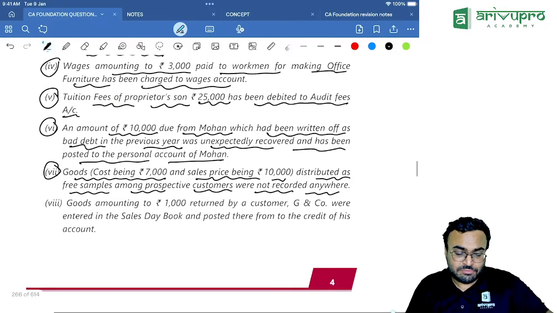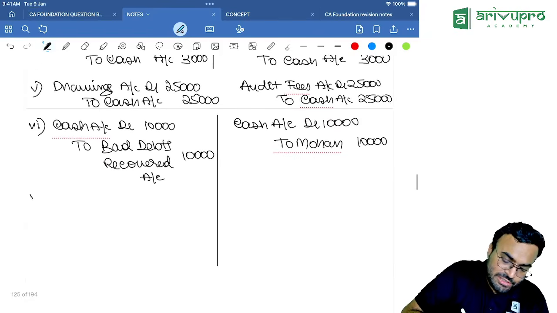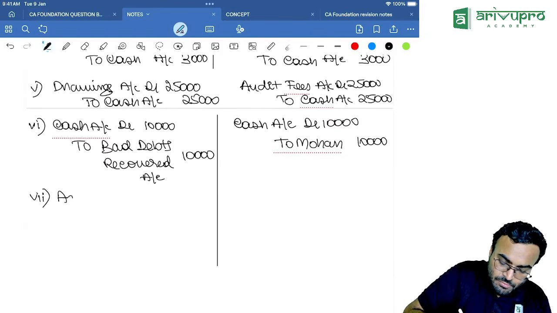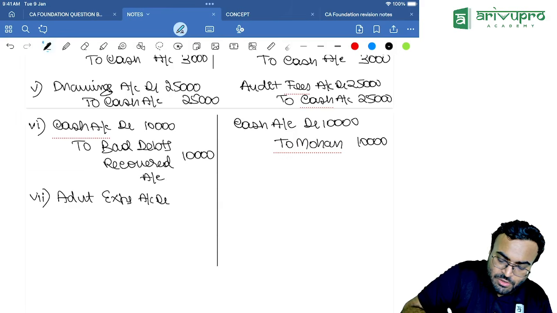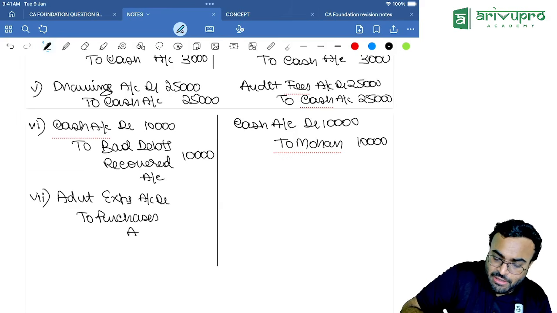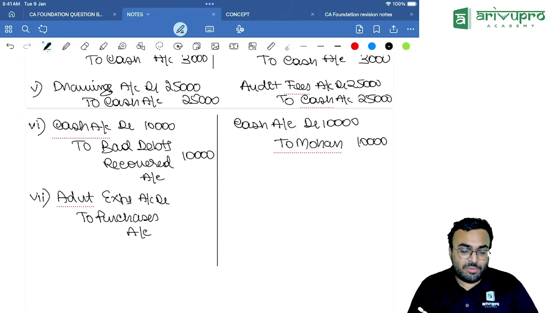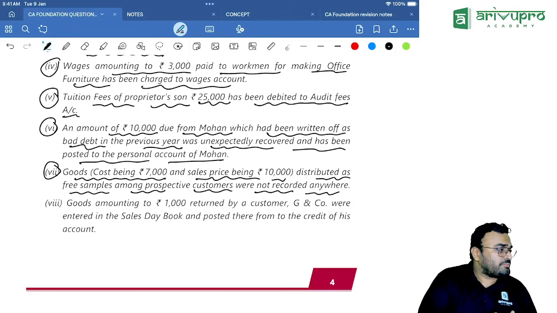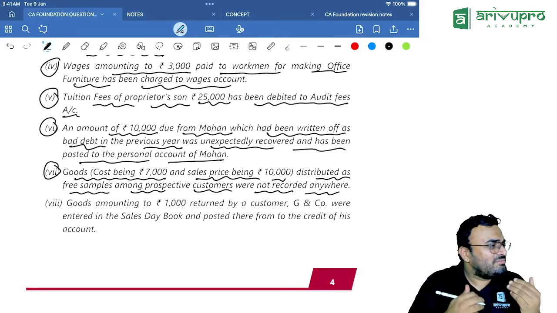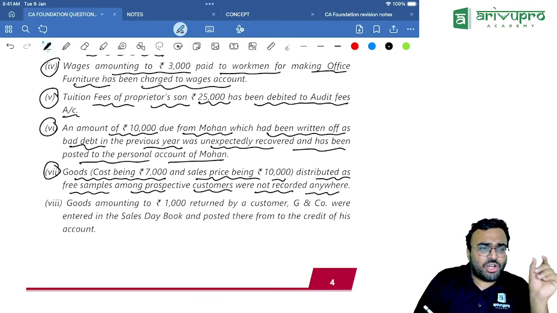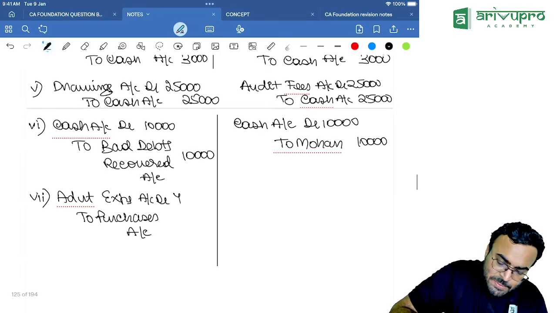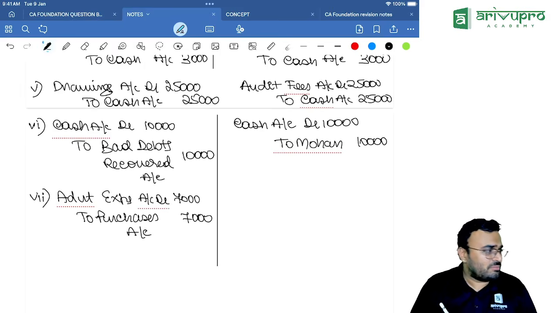Advertisement, right? Okay. The correct entry for this should be advertisement expenses account debited to purchases. I think in our basics we have discussed this, right? Free samples. Advertisement account debited to purchases. Now how much? Not 10,000. No, always it is taken at cost. So advertisement expenses 7,000 to purchases 7,000.